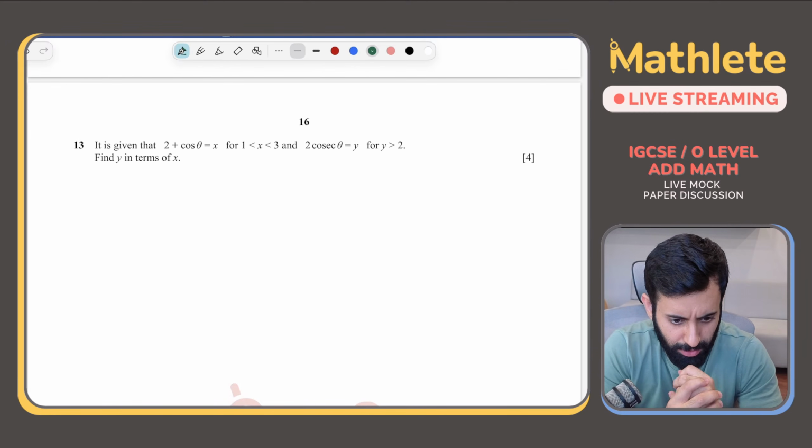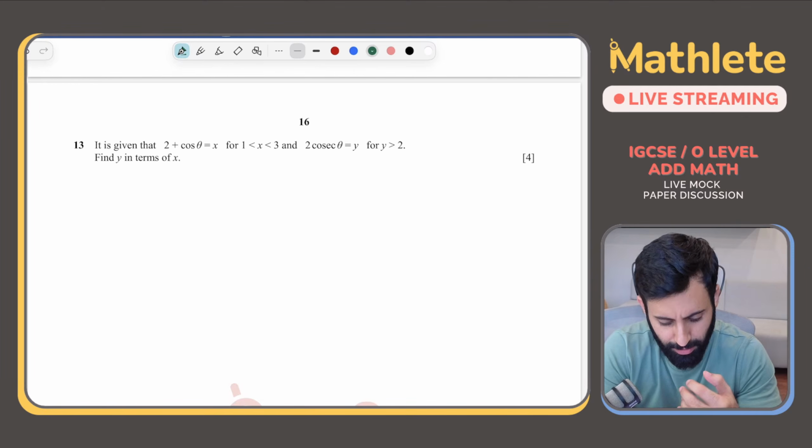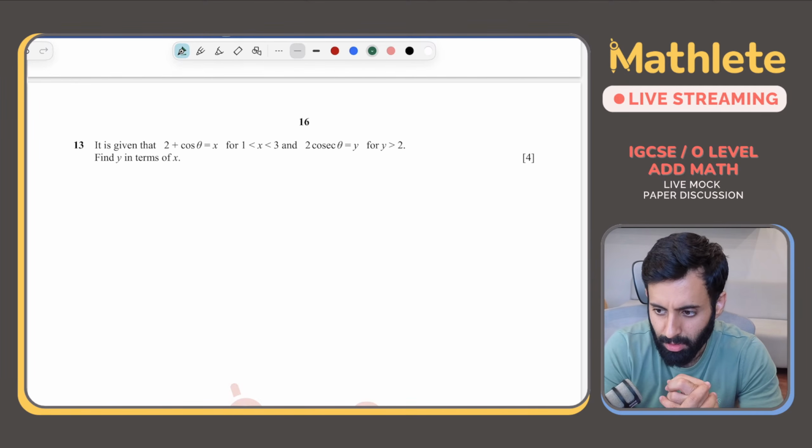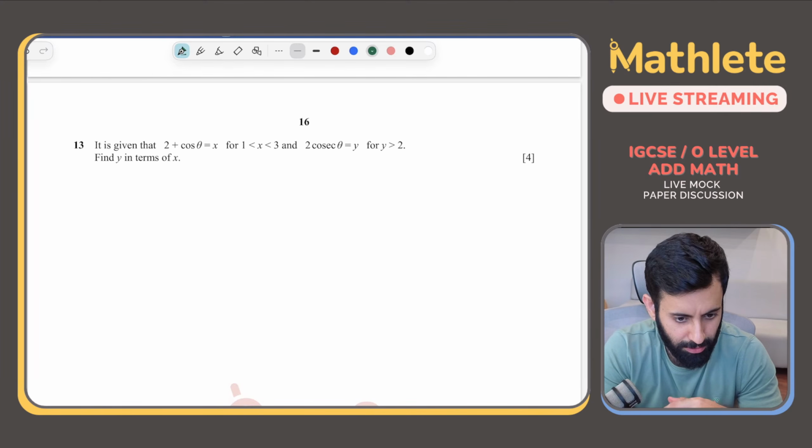Sir, I wrote the coordinates of the center wrong in the first part, but solved both parts correctly, so will my answer be credited? You will lose 1 mark. It's a 5 marks kind of question, so give yourself 1 less mark. That's correct.